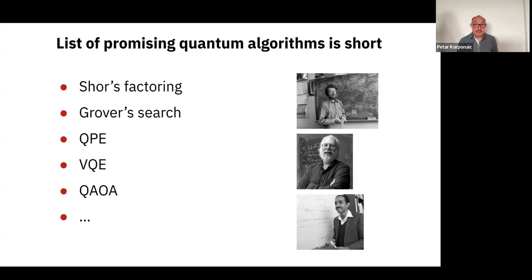Grover search, quantum phase estimation, variational quantum eigensolver, quantum approximate optimization algorithm, and so on. And in this picture, you can see scientists. You can see Bell, Peter Shor, Lov Grover. These algorithms, the quantum algorithms that we have today, are mostly discovered by the greatest minds of our age, of our time.